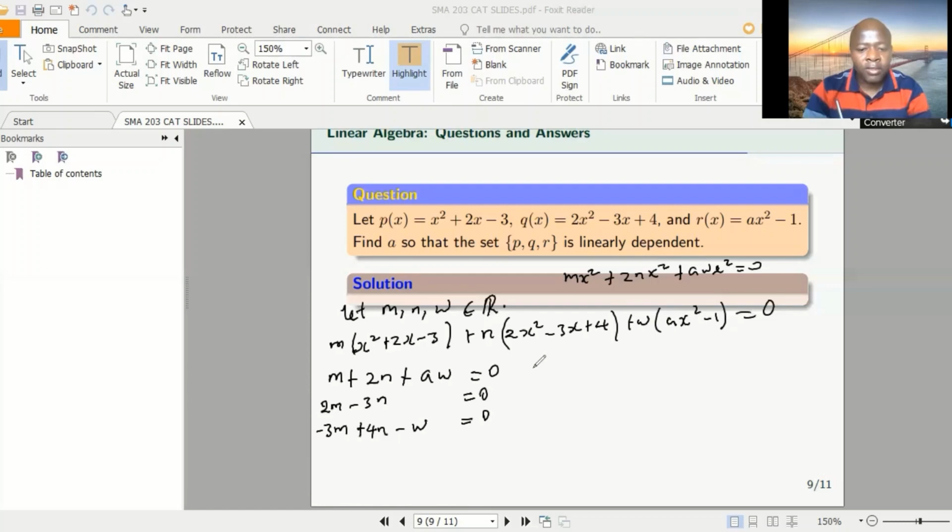Now reduce this to echelon form. The first equation remains where it is.